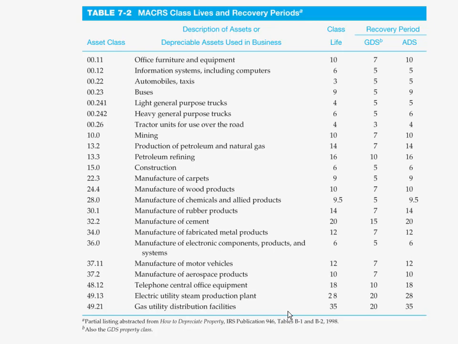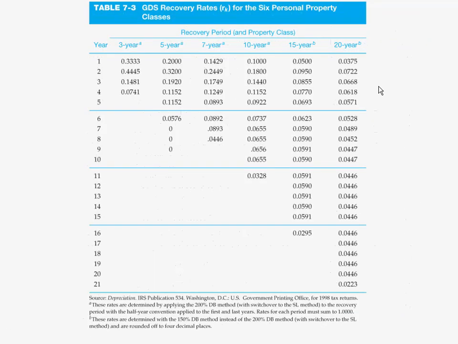On the other hand, there's equipment like automobiles, buses, taxis, that sort of stuff. It depreciates a lot more quickly. It's assumed to depreciate over 5 years. So once you figure out where your equipment falls in this table and how long it's going to last, you go to the next table and you find the column that corresponds to your equipment.